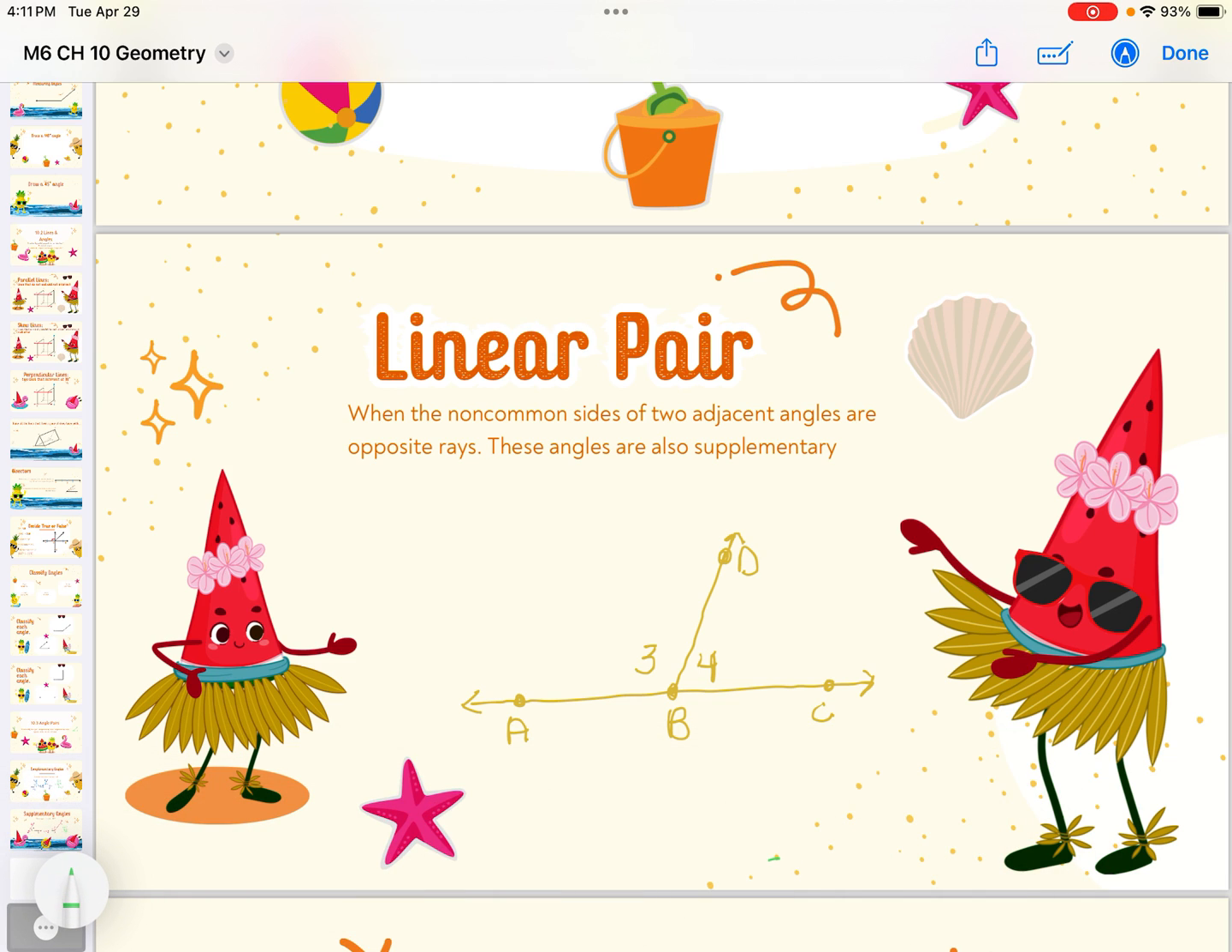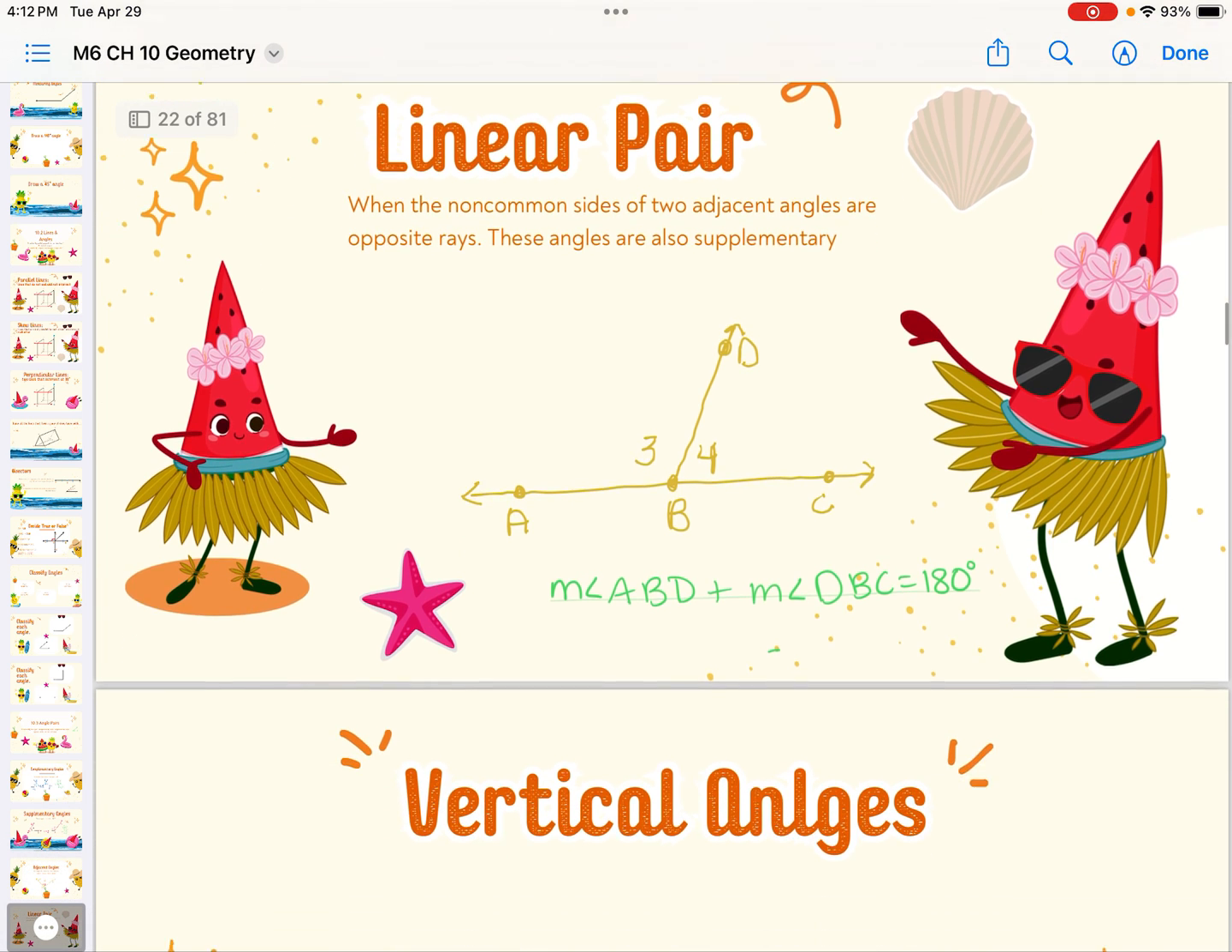So the measure of angle ABD plus the measure of angle DBC equals 180 degrees. Okay. So a linear pair is not only adjacent, the angles are also supplementary. They add to 180. And then our last type of angle pairing is vertical angles.